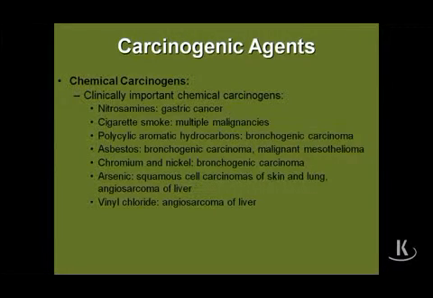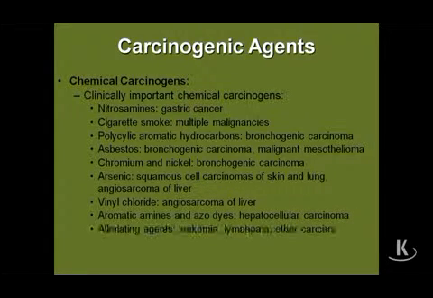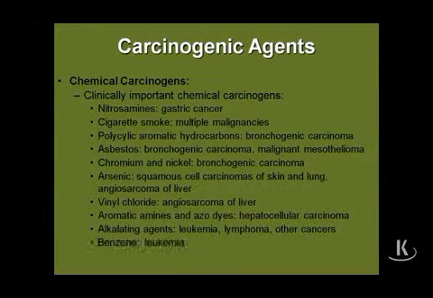One they like to ask on step 1, step 2, and step 3 recurrently is vinyl chloride, the monomer that's used to make polyvinyl chloride products we buy in the stores and other areas, and so it can also lead to angiosarcoma of the liver. Aromatic amines or azo dyes, you think of hepatocellular carcinoma. Alkylating agents can lead to damage to hemopoietic cells and lymphoid cells, leading to leukemias, lymphomas, and other cancers.